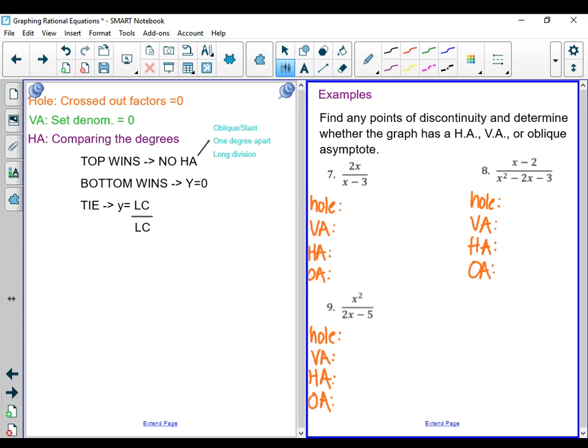All right, so for the first one, did we cross anything out? Nope. Vertical asymptote, we look at our denominator, so we get x equals 3. Who wins on the horizontal asymptote? It's a tie. Now, this case, it shows a little bit better of the property. So we would put 2 over 1, which gives me y equals 2. So since I have a horizontal, I'm not going to have an oblique.